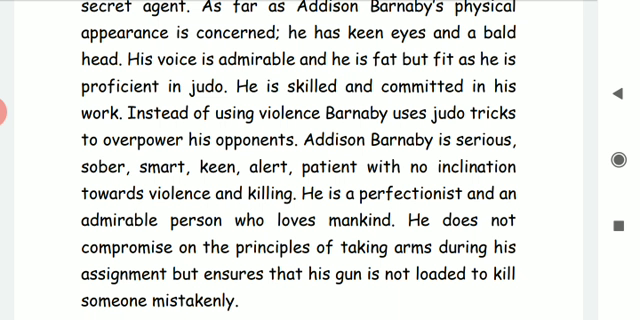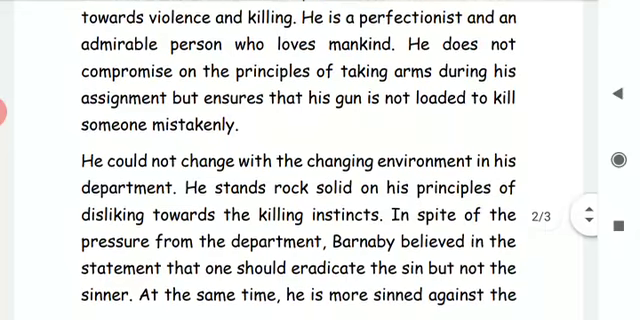He takes a gun with him, but it is simply for the sake of making some sort of impression. Otherwise, he always tries to ensure that his gun is unloaded. There must be no magazine in it, no bullet in it, so that whenever he uses it, it must not kill anybody mistakenly. Okay. Now this is Edison Barnby.